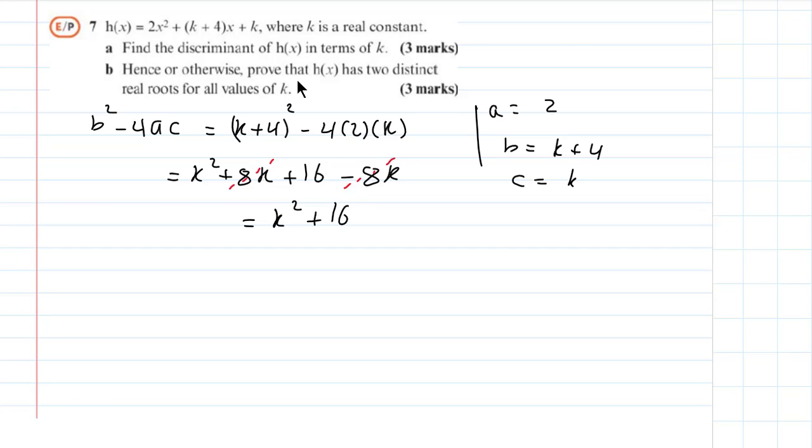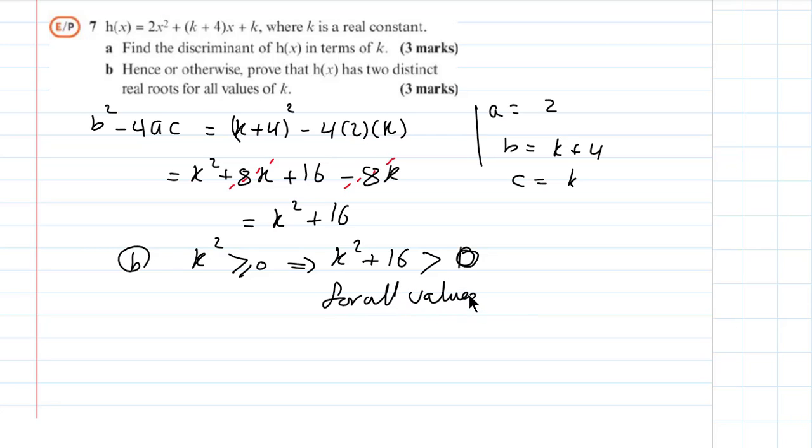B, hence or otherwise prove that h of x has two distinct real roots for all values of k. As we said before, k squared should be more than or equal to 0. And if we add a positive quantity to it, it will be more than 0 for all values of k, which means that b squared minus 4ac, because this is the discriminant, should be more than 0, which corresponds to two real solutions.